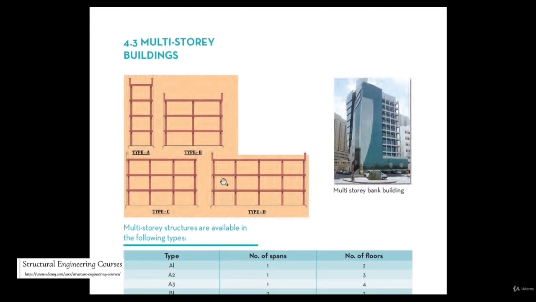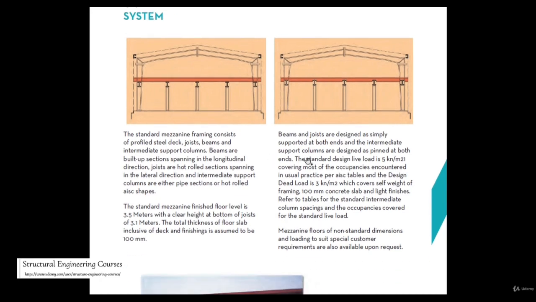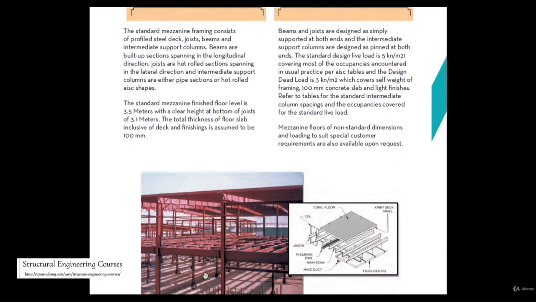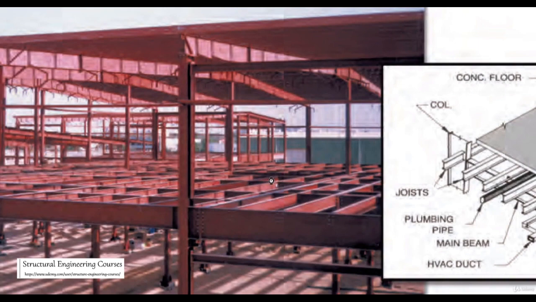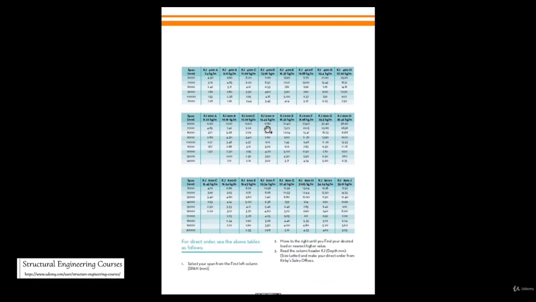Multi-story steel buildings also exist worldwide. Mezzanine flooring system. So here you can see that this is the mezzanine floor, and on the top of this mezzanine floor they install the deck panel or deck sheets. On the top of that they do the concreting, and on the top of that they have made some PEB arrangement here.